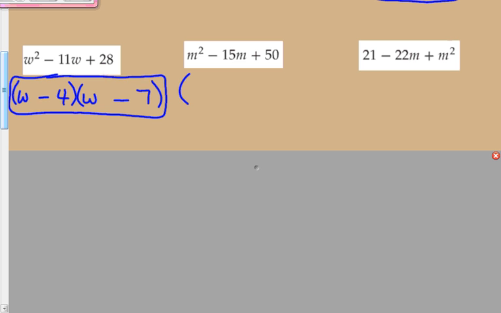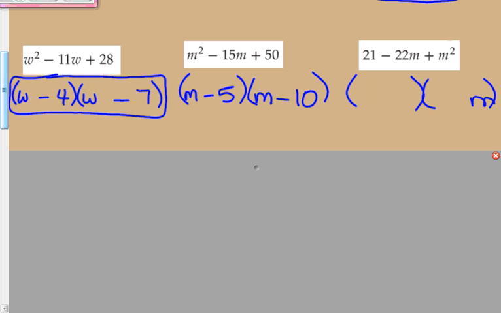Let's try this again. Same situation. We've got an m in each one. We're going to have a positive c, but a negative b. So they're both going to be negative. And then we need two factors for 50 that will add to get 15. 5 and 10 jump out at me, and that's it. So 5 and 10. 5 times 10 is 50, and then 5 plus 10 is 15. And they'll both be negative.